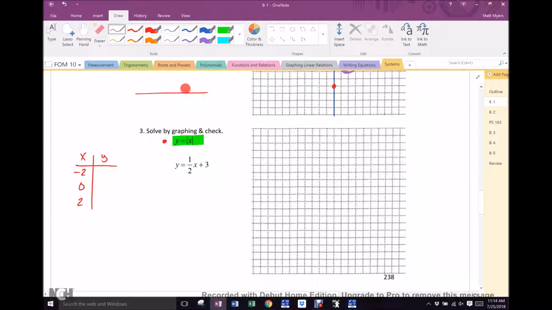So what is the absolute value? It'll catch up.